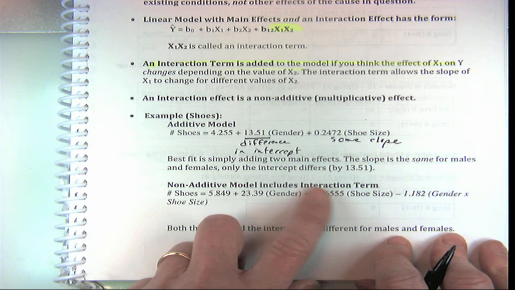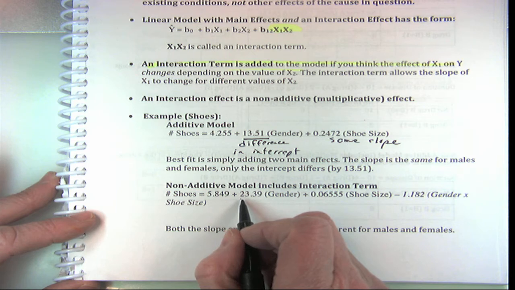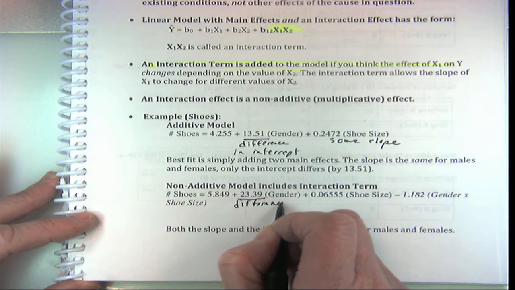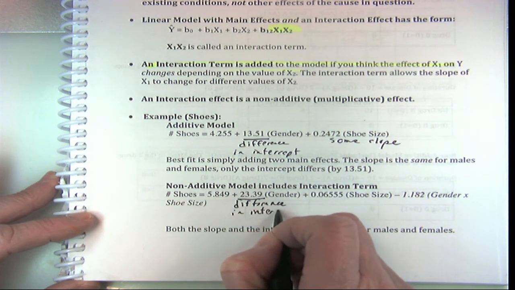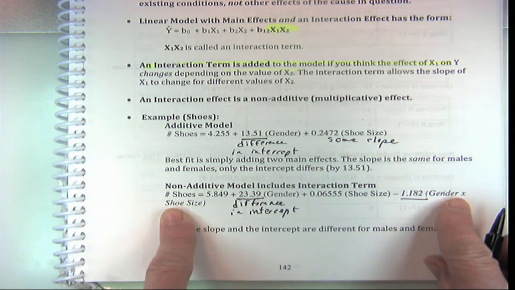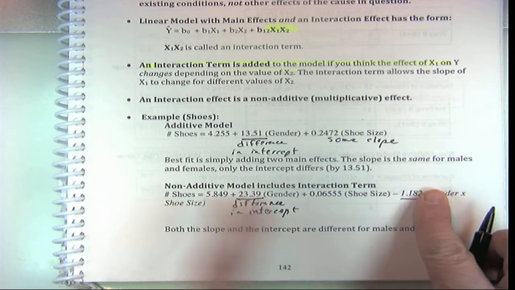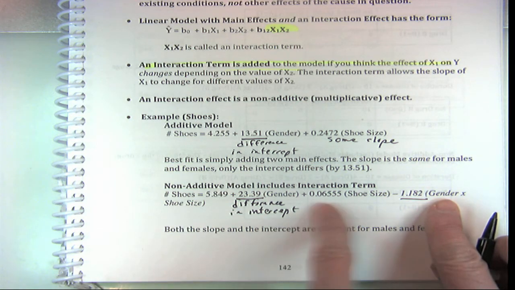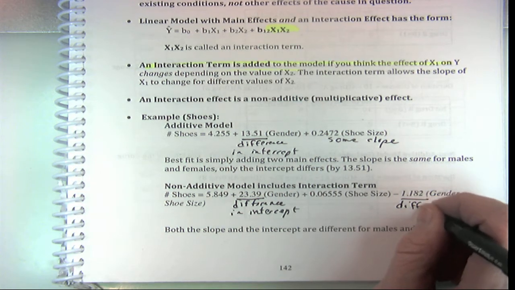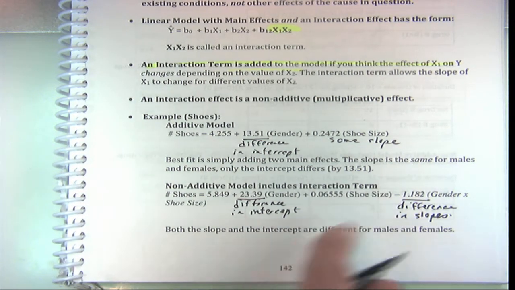But when you add an interaction term, this is still the difference in intercepts right here. But this multiplicative term allowed the slopes to change because it was a 0, 1 term. So when gender was 0, this was the slope, but when gender was 1, you had to add that to it or subtract that. So that's the difference in slopes. This is pretty easy to see when you have a 0, 1 variable.